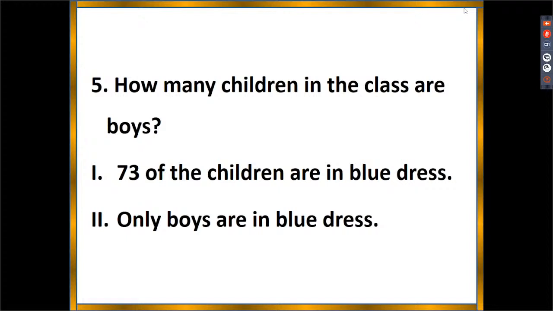But if you combine both the statements, is it possible? Yes. If you put both the statements together, from statement one, 73 children are in blue dress. From statement two, those who are in blue dress are the boys. Yes, both the statements together, one and two, is sufficient to answer the given question.